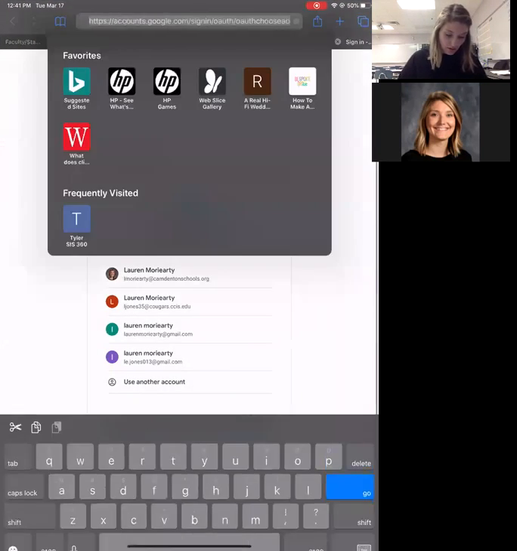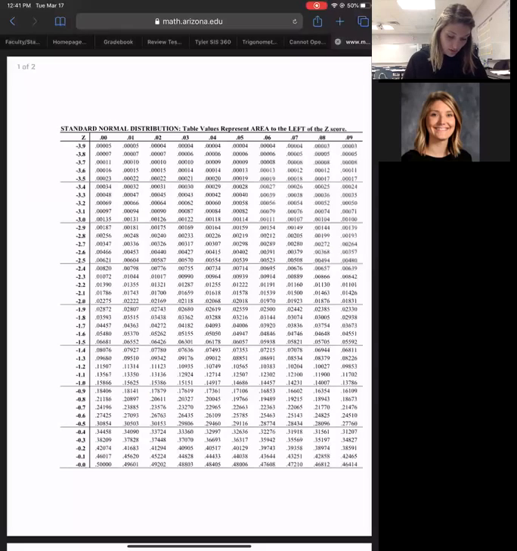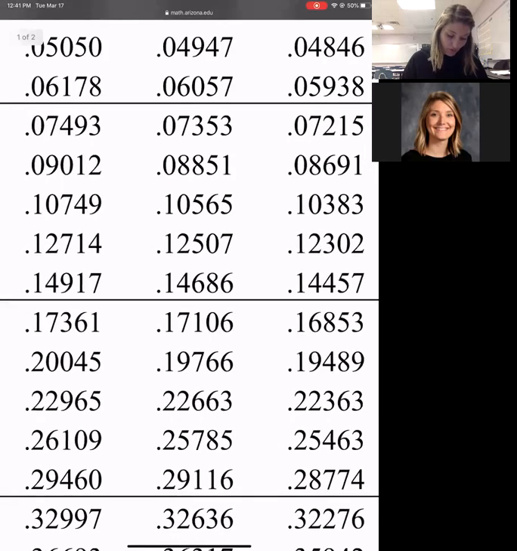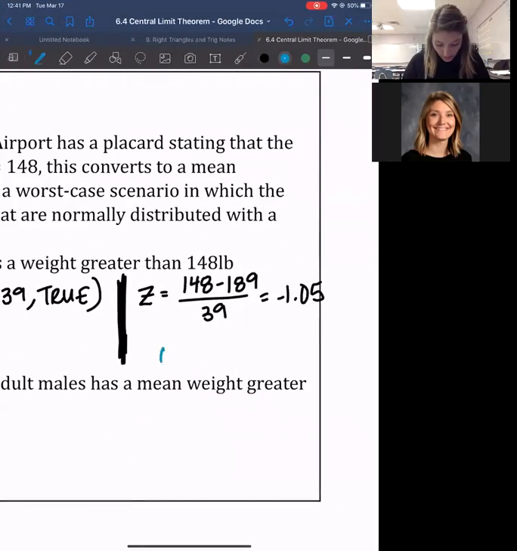So let me find one here. Normal distribution table. I always use this first one here. So negative 1.05. It's this value here, 0.14686. If I looked this up on the table, I'm going to get 0.14686, but that's the area to the left, so I'm going to finish that off by doing 1 minus 0.14686, and that should give me the same answer-ish that I got before.